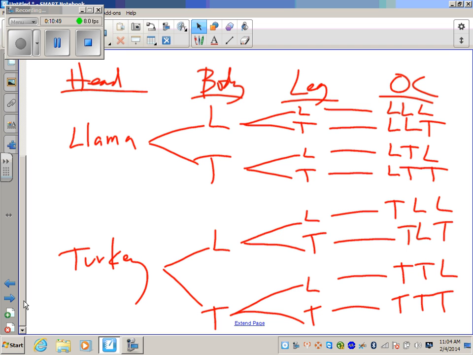Out of those 8 outcomes, how many of them make complete animals? Only 2 of them make complete real animals, right? The llama, llama, llama, and the turkey, turkey, turkey.